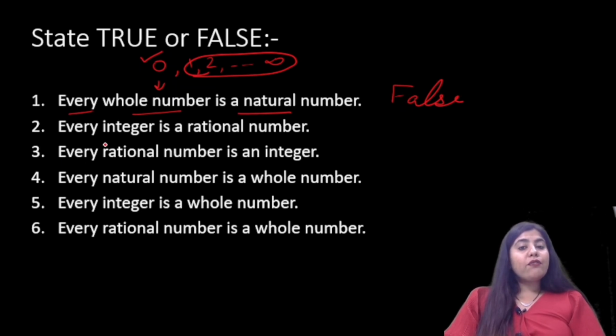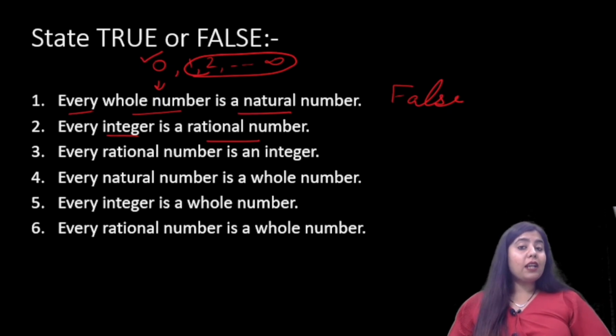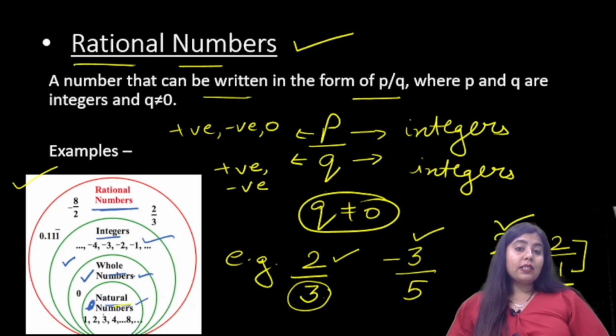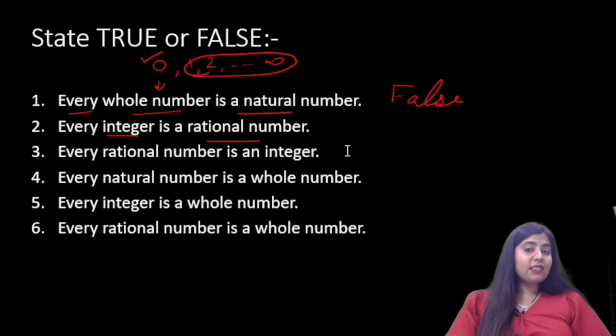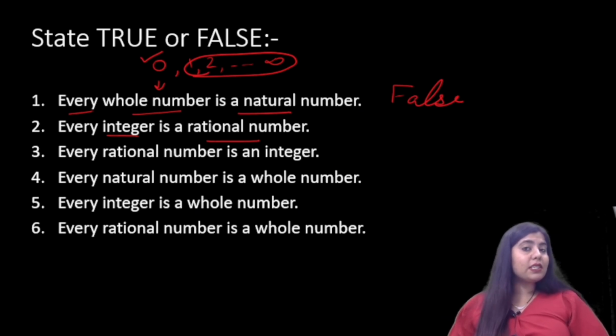Second one, every integer is a rational number. Integers include positive numbers, negative numbers as well as 0. And we had already seen the picture. See this one. Integers are included in rational numbers. So we can say that every integer is a rational number. It is true, right? We can say this. That second part is true.